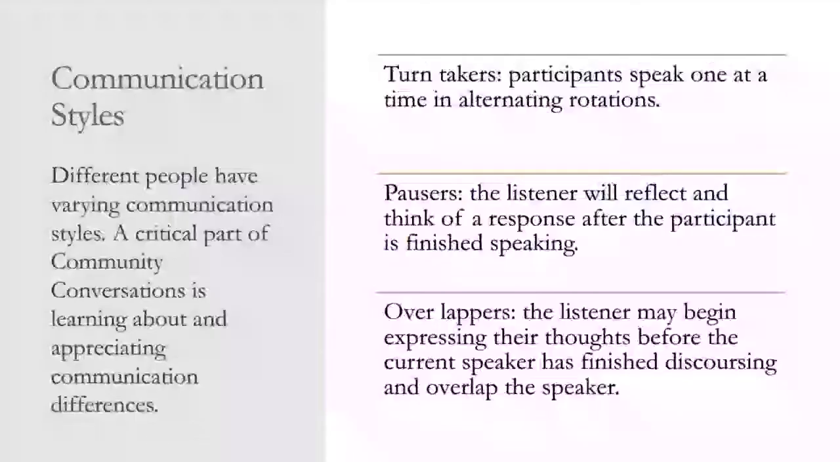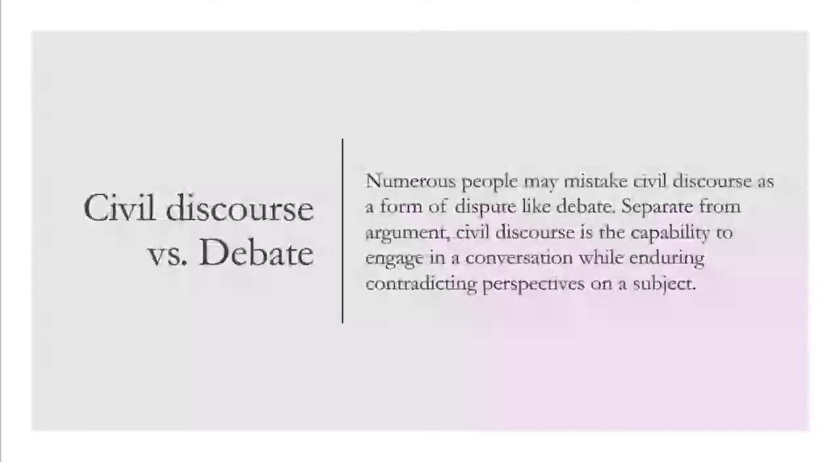So there are generally 3 types of communication styles. Obviously, different people have different communication styles. A really important part of community conversations is to learn about and appreciate those styles. If you're a turn taker, you'll usually speak one at a time in alternating rotations. If you're a pauser, you'll reflect and think of a response after the participant is finished speaking. And if you're an overlapper, you'll begin expressing your thoughts before the current speaker has finished and overlap the speaker.